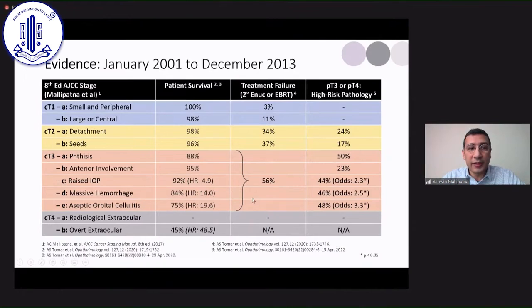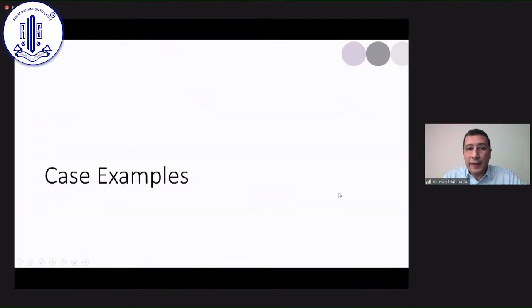common in those with CT3 eyes, and up to 56% of them were enucleated secondarily, or maybe even went on to get radiation between January 2001 and December 2013. And a similar progression with high-risk pathology in primary enucleation, where you have the highest risk in these eyes by the definition of CT3, that have a high-risk pathology there.